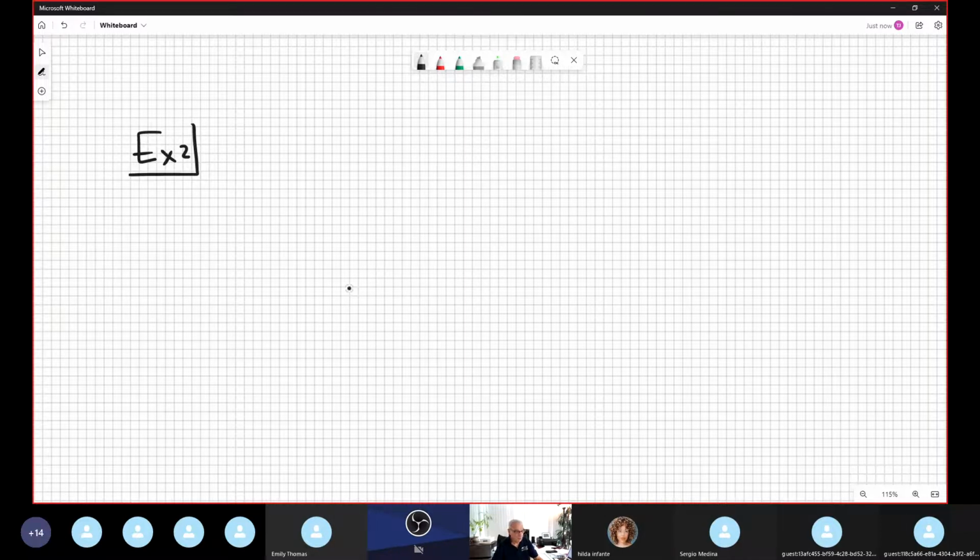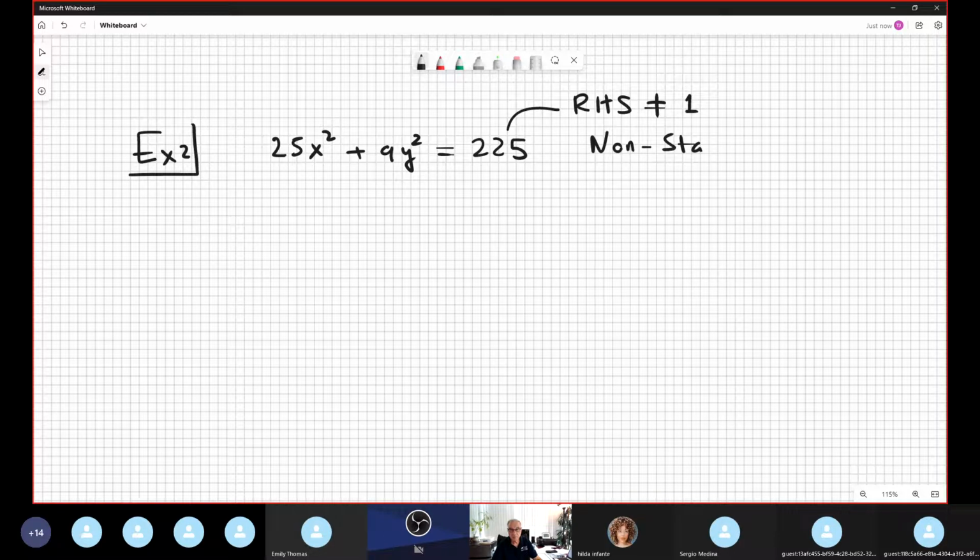Wow, look at that. This is 25x squared plus 9y squared equals 225. The problem is that the right-hand side is not 1. In other words, this is not standard. So now I need to put it in standard form to analyze it. It's super easy. You divide the entire equation by 225.